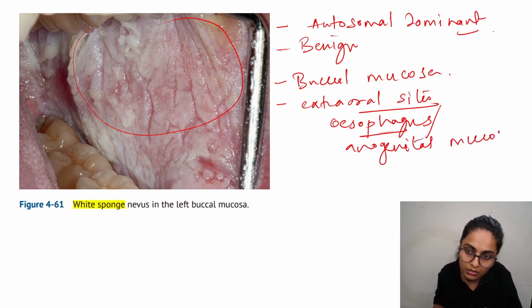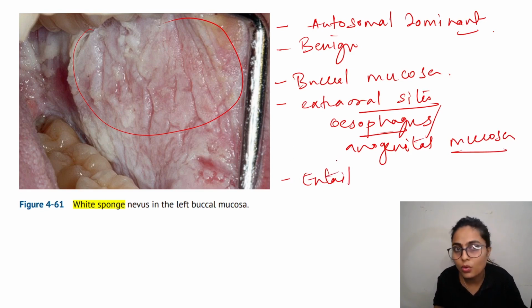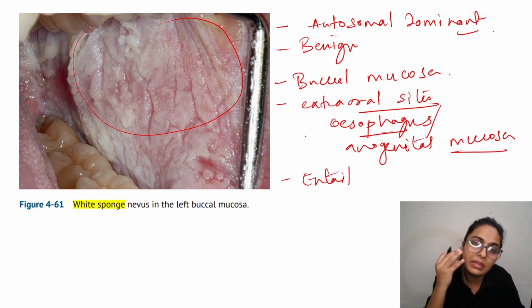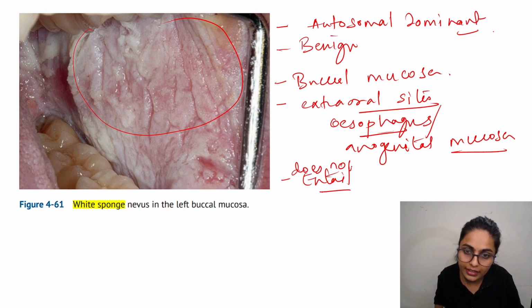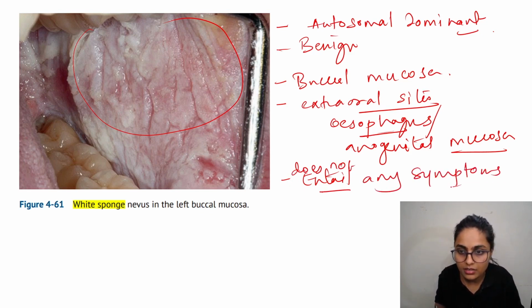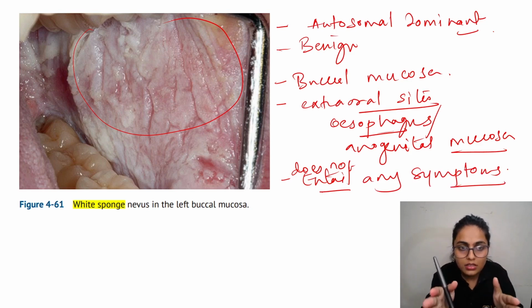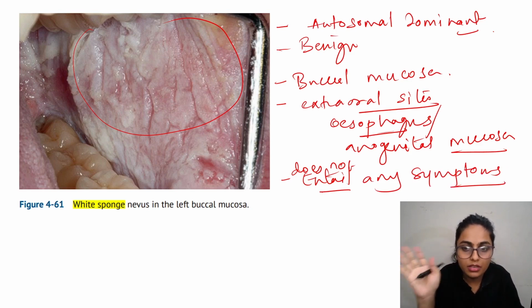Next, it does not entail any symptoms. There is no burning, there is no pain, just this lesion on the buccal mucosa. It may cause aesthetic concern in many patients, but there are no symptoms as such. So just remember these points for white sponge nevus.